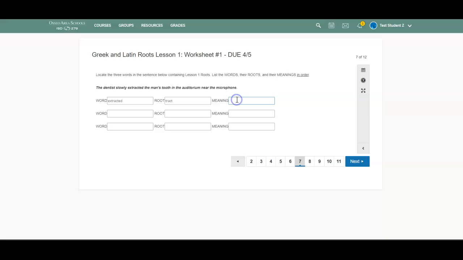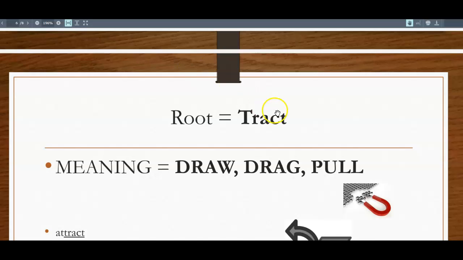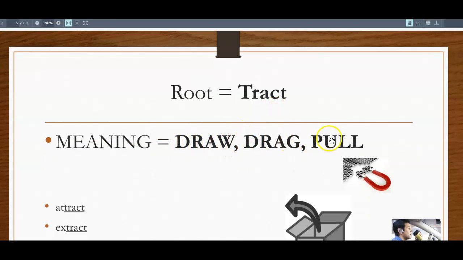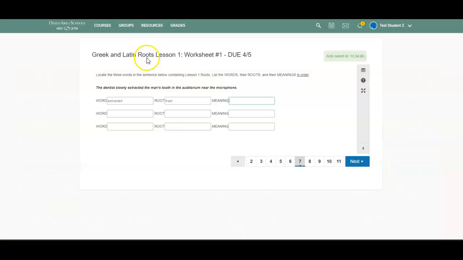The third blank is where I put the meaning. To get the meaning, I need to go back into my notes, and I need to use the meaning that is in the PowerPoint. So in this case, it is draw, comma, drag, comma, pull. So when I type it in, it will be draw, comma, drag, comma, pull. If I type in anything else, it will mark it as wrong.